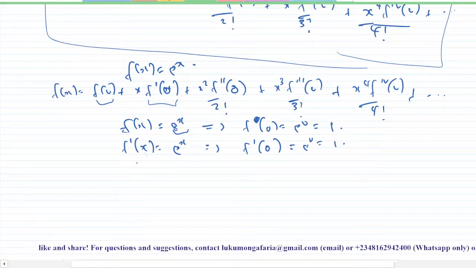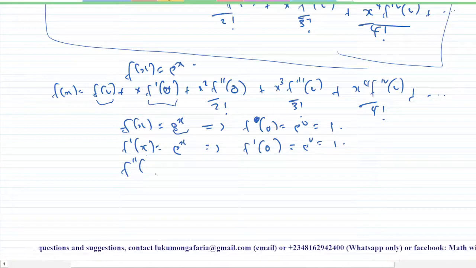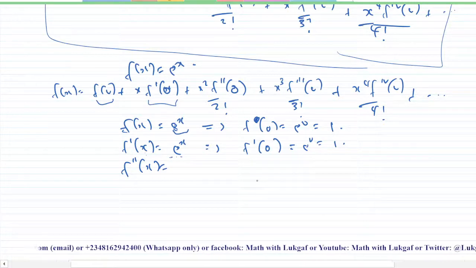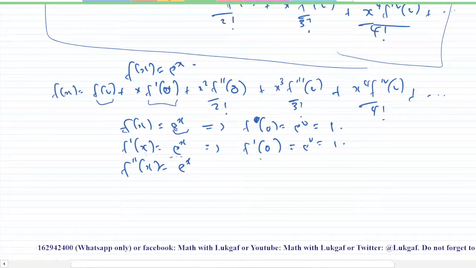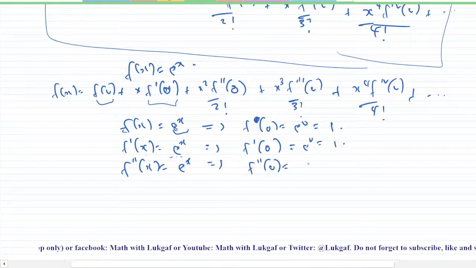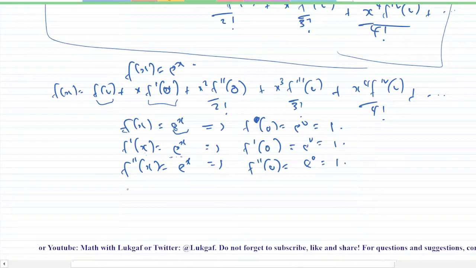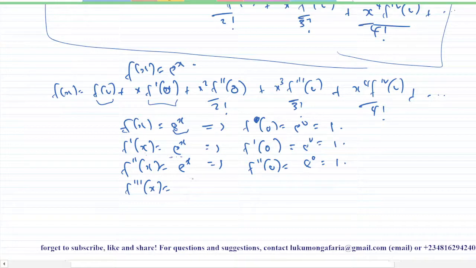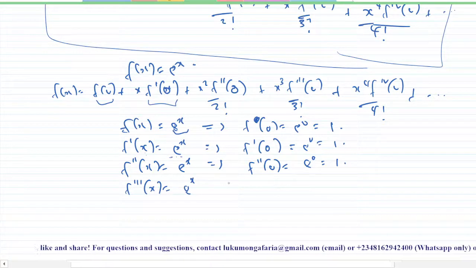Okay, now you find f prime prime of x. So you have to differentiate this function again. F prime prime of x will give you what? e raised power x again. Then you find f prime prime of 0. That will give you e raised power 0, which is equal to 1. Again, you can find your f prime prime prime of x. If you differentiate e raised power x again, you can see it is very stubborn. You are still going to have e raised power x again.